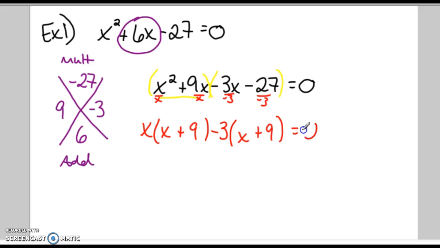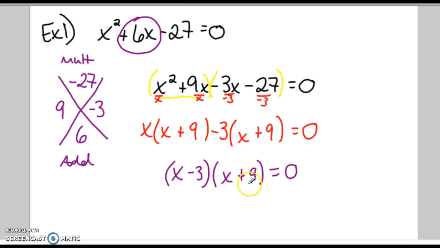I'm going to bring down my equals 0. As you see here, my 2 factors that I will bring down would be x minus 3 and x plus 9. Again, making sure that inside of my parentheses with grouping, they are the same, so I know I did it correctly.